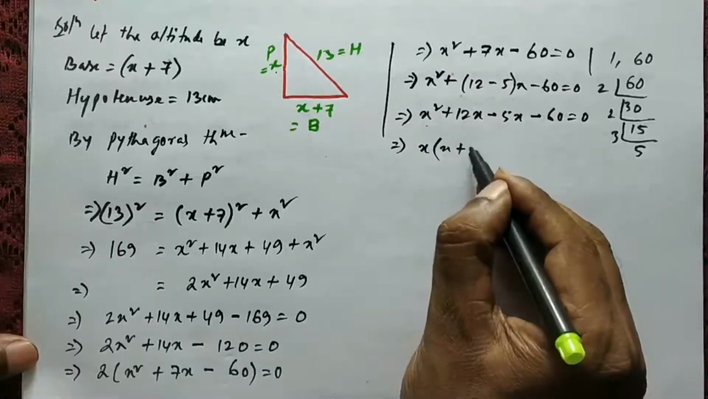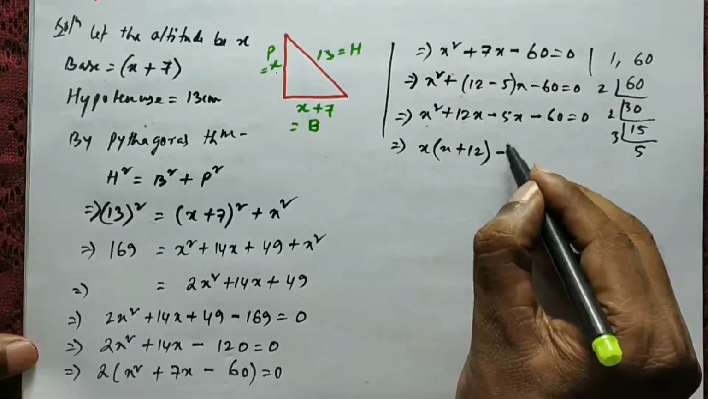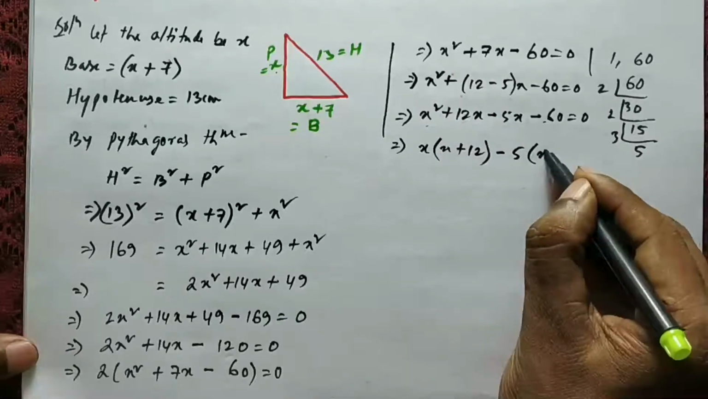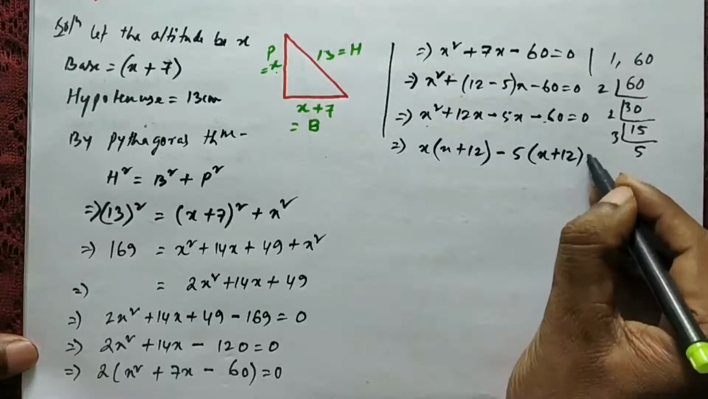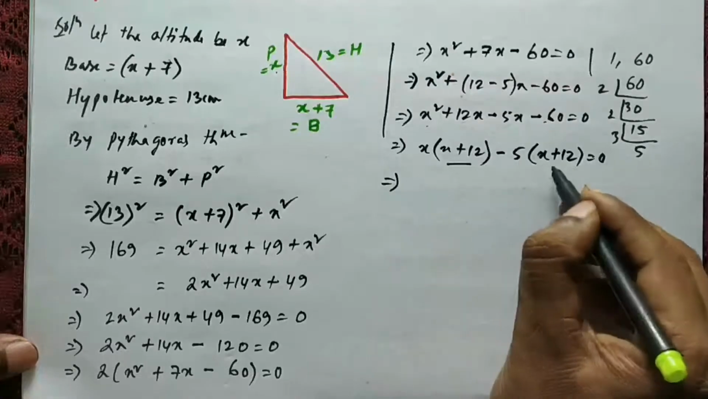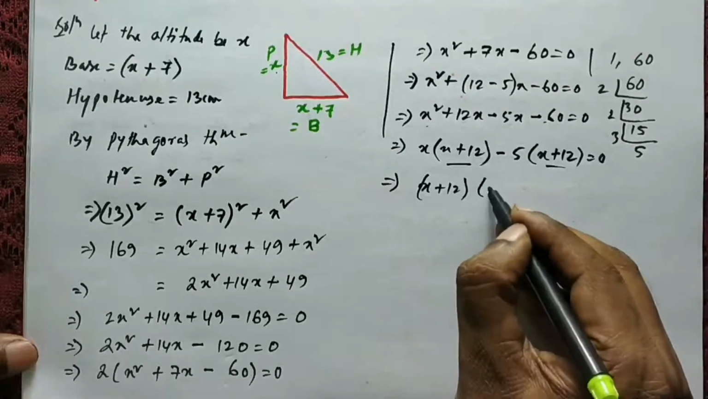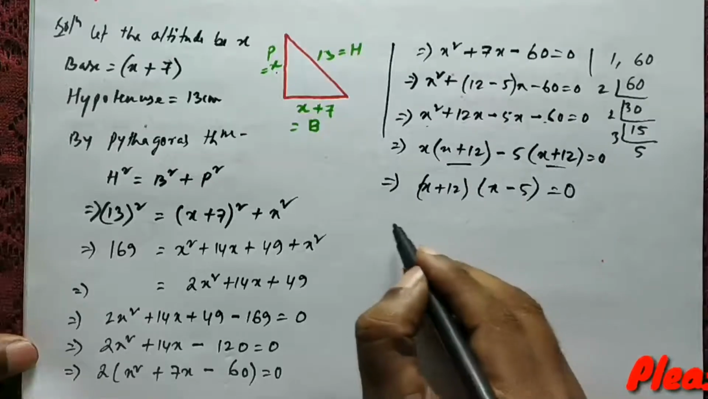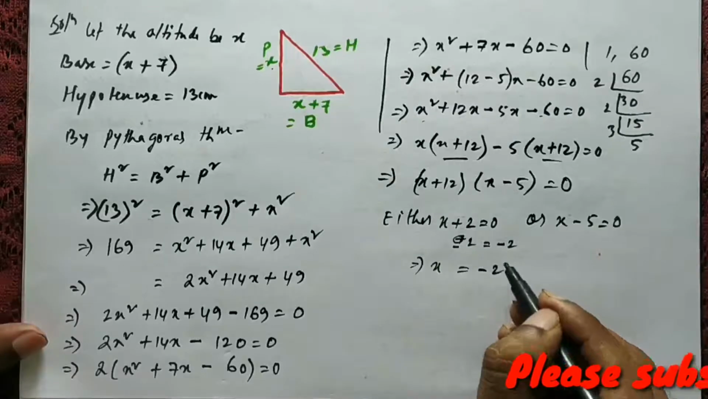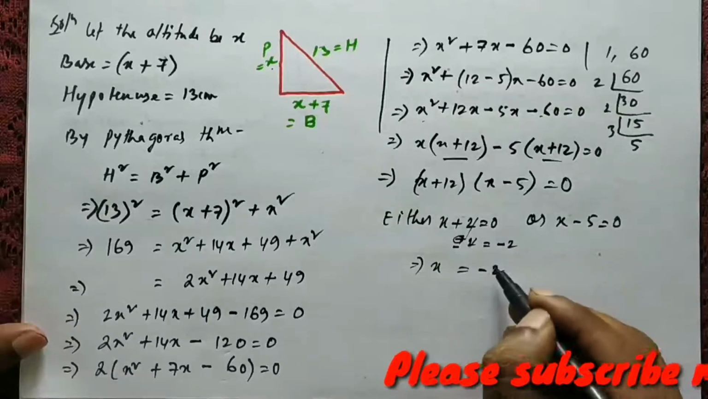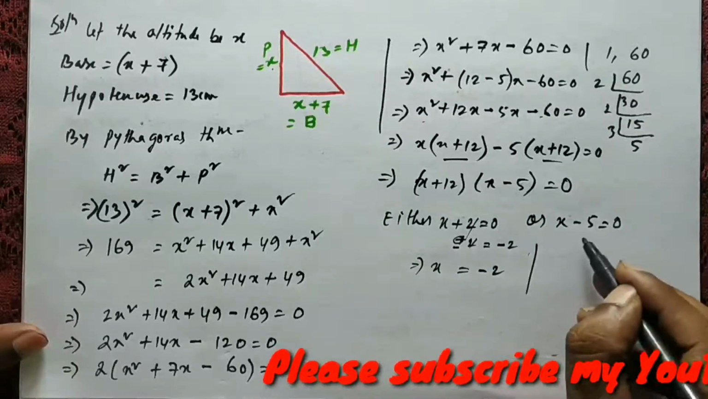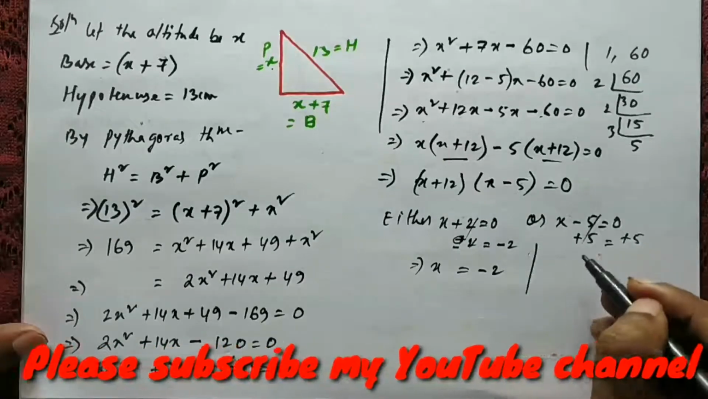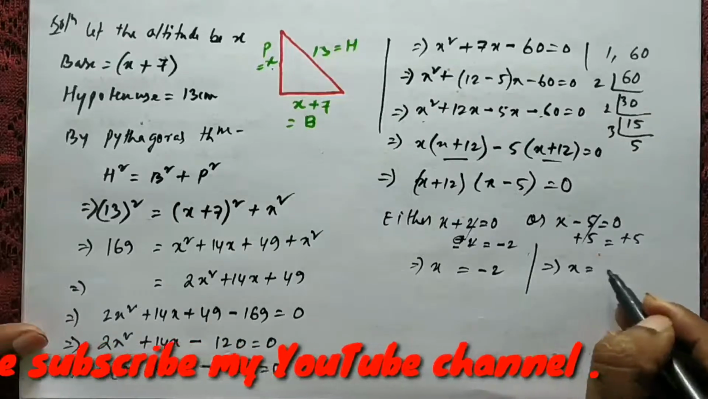So x plus 12, minus, we shall take common from both. So minus 5 we shall take common, x plus 12 equal to 0. From this, x plus 12 and left with x minus 5 equal to 0. Either or, we shall subtract 12 here and we get x value as minus 12, and add 5 both sides. So this will be cancelled. So x equal to 5.